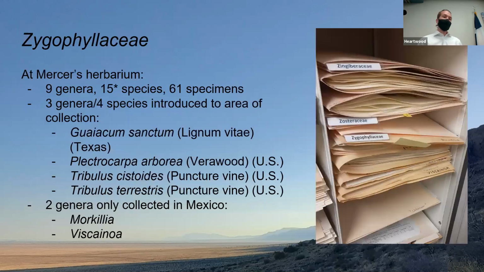So at Mercer's herbarium, we have 9 genera in total, and 4 of those are our North American genera. We have 15 species in those genera and 61 specimens. And 3 of these genera and 4 of the species in those genera were introduced, so non-native to their area of collection in the United States, including Guaiacum sanctum, Plectrocarpa arborea, and Tribulus terrestris and Tribulus cistoides. And 2 genera were only collected in Mexico, including Morkillia and Viscainoa.